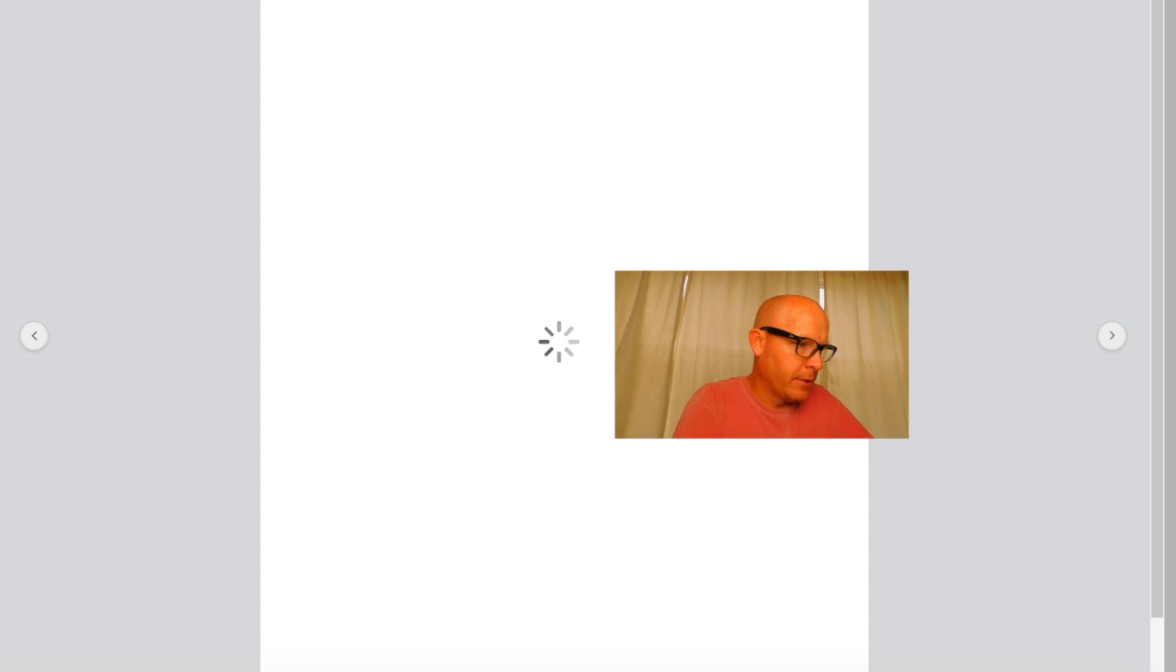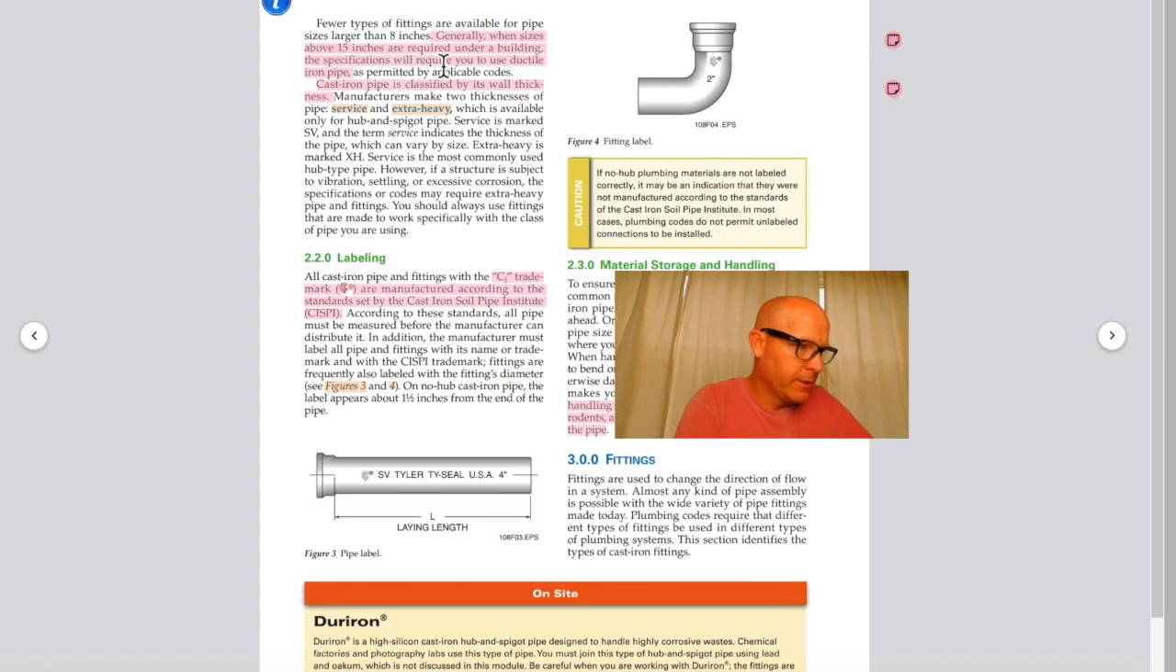All right, on this note, generally when sizes above 15 inches are required under a building, the specifications will require you to use ductile iron pipe. So if it's 15 inches under a building, use ductile iron. All right, the next one, cast iron pipe is classified by its wall thickness. And if you see this little CISPI trademark, it's manufactured according to the standards set by the Cast Iron Soil Pipe Institute, otherwise known as CISPI, right there.